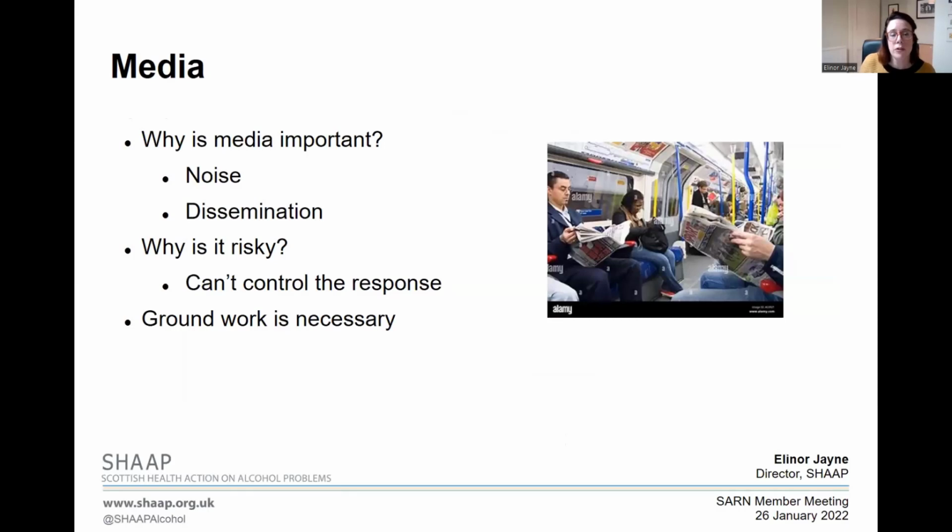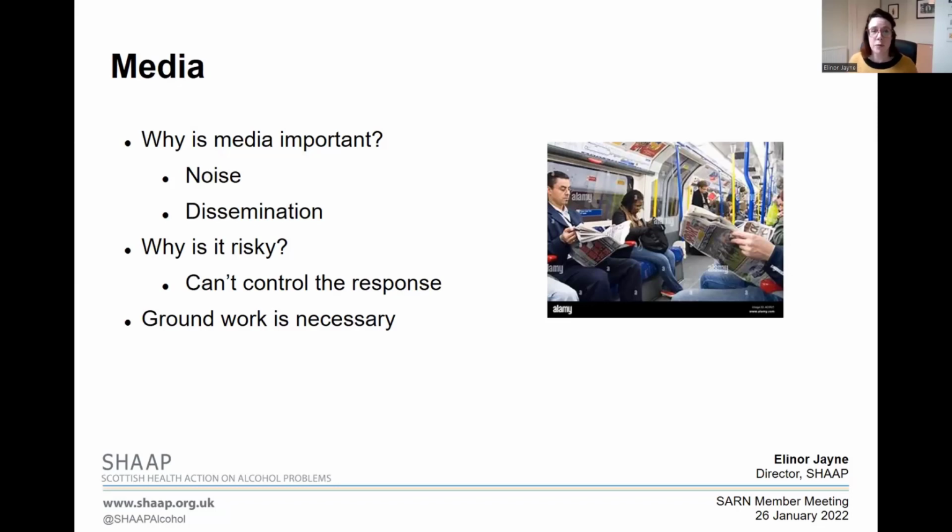So why is it important to engage with the media when launching any sort of research findings? Again, this is about noise and dissemination and building up that buzz. It is a really important element because it's a way of reaching audiences that you wouldn't be able to reach if you just focused on an event or distribution lists and that kind of thing. But it is risky because you can't control the response. So this is why it's a good idea, if you can, to engage with journalists way ahead and build up relationships with key journalists, doing that groundwork.